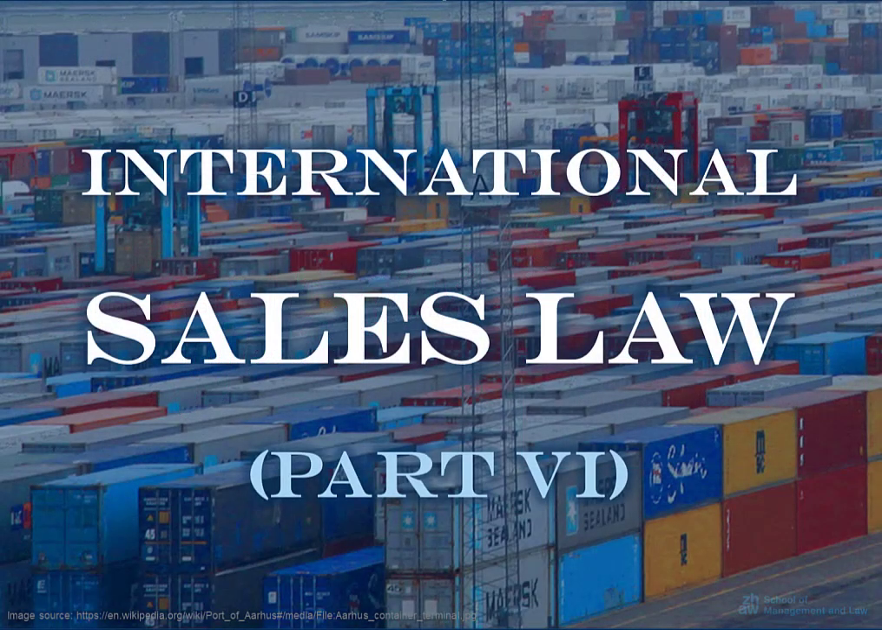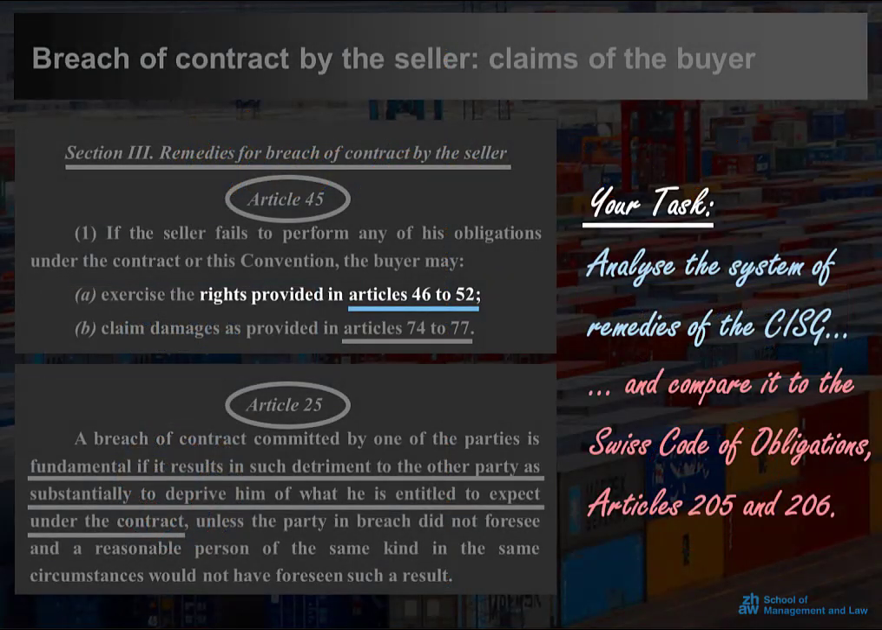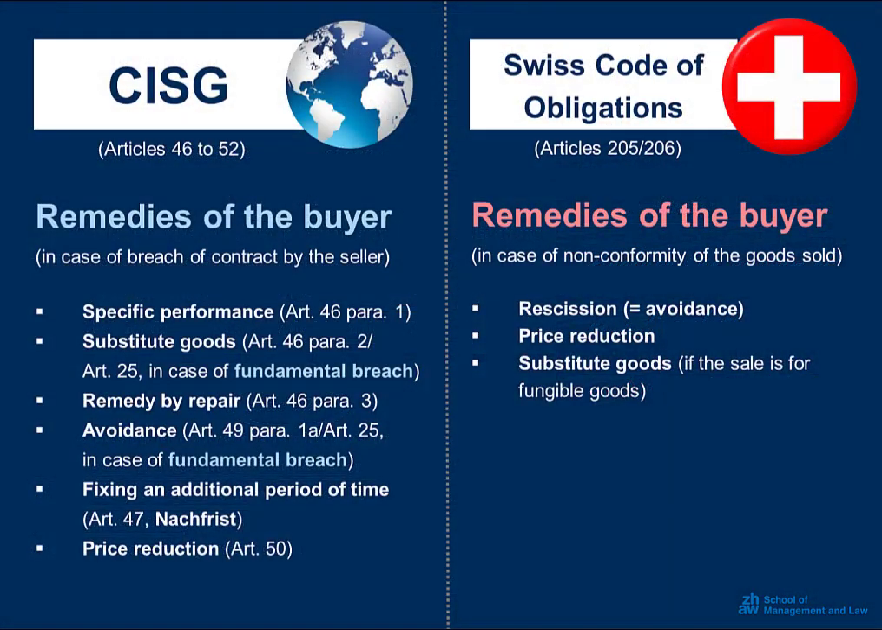What are the results of your comparative analysis? What are the advantages and disadvantages of the CISG and the Swiss Code of Obligations? In what are they similar and to what extent are they different? This was your task, a comparative analysis focusing on the remedies of the buyer in the event of a breach of contract by the seller. So how do the two systems compare?